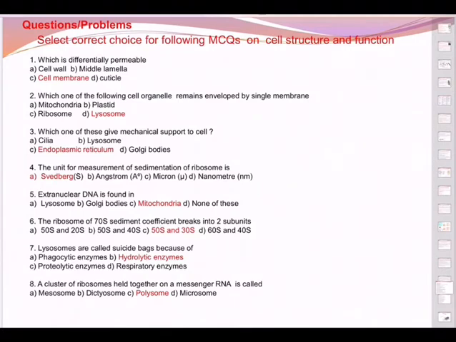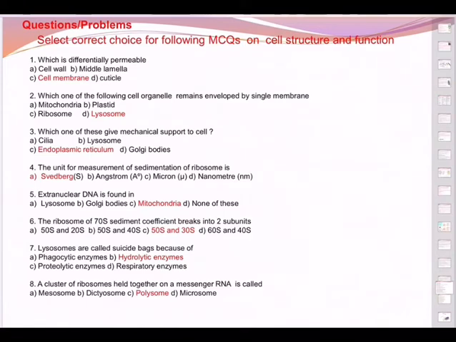Question 5, extranuclear DNA. Normally DNA is found in the nucleus. Now the question is, other than the nucleus, where is DNA present? Is it lysosomes? No. Is it Golgi body? No. Mitochondria? Yes, definitely. And none of this. So the answer is C.